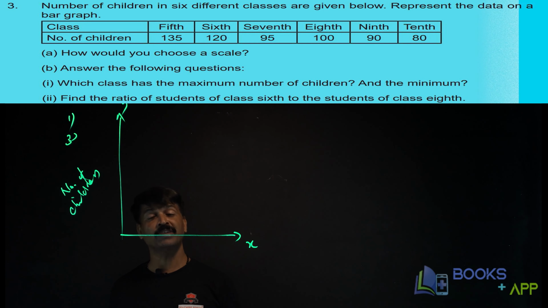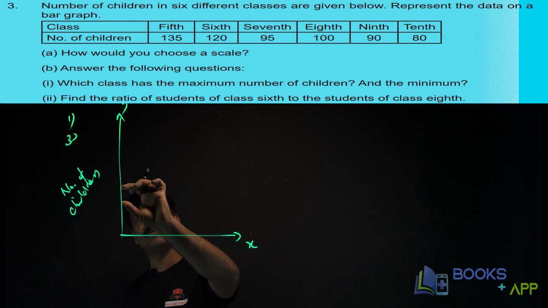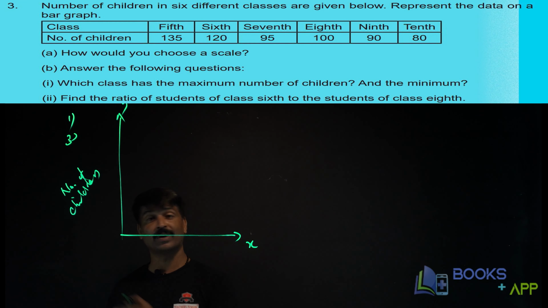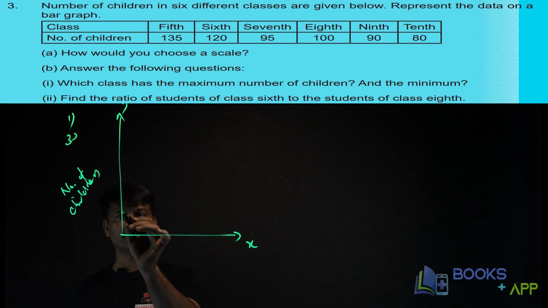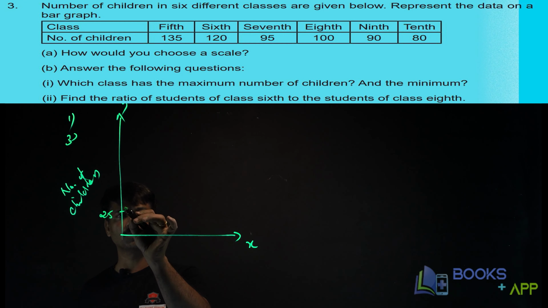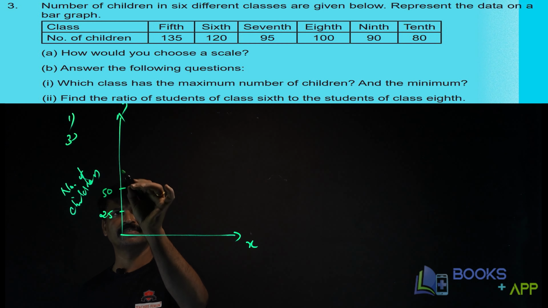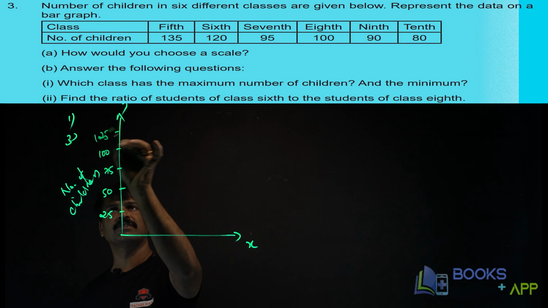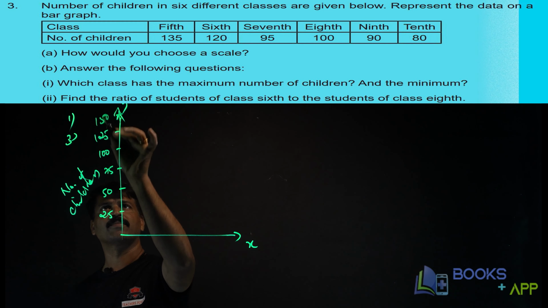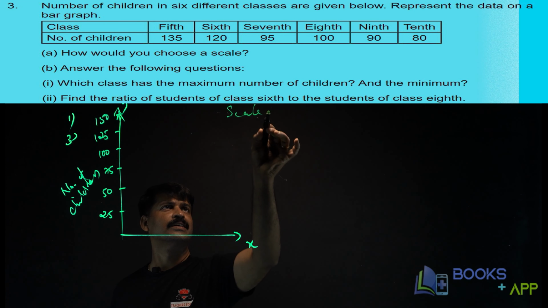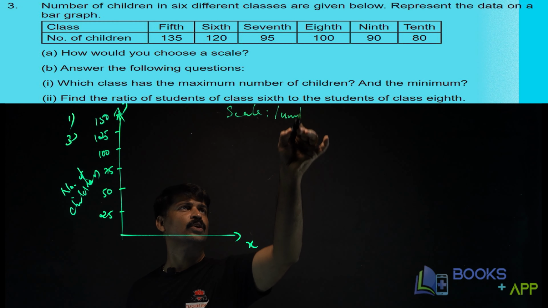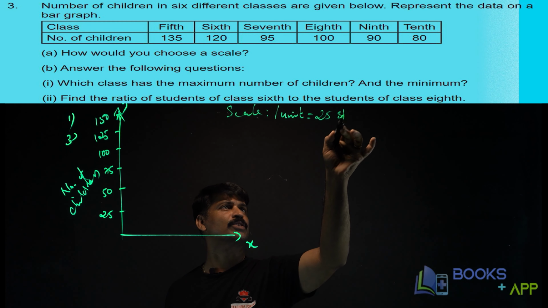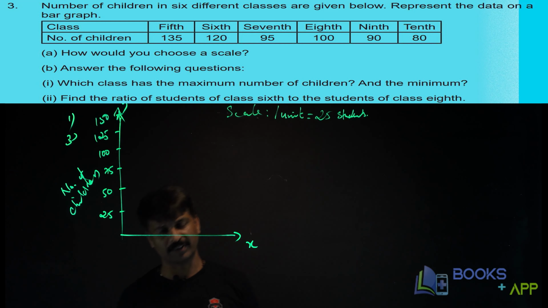Now, what about taking 5 each? If you put 5, 10, 15, 20, 25, 30, you see, we need a lot of space to represent up to 135. So, I think it is convenient to take 25 as a scale. That means the first unit is 25, then comes 50, then 75, then 100, then 125, then 150. Okay, so what is the scale we used here? 1 unit is equal to 25 students or 25 children. Okay, that is the unit we used here.